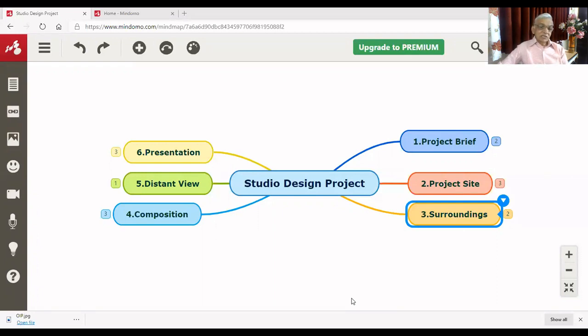Another important aspect is the composition. Composition you have already studied in your first year and second year. How to compose different masses, different blocks, so that the entire composition would be quite interesting. It's a basic design process that will now be used in every design that you do.